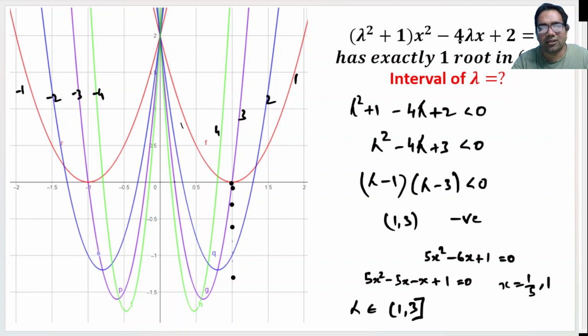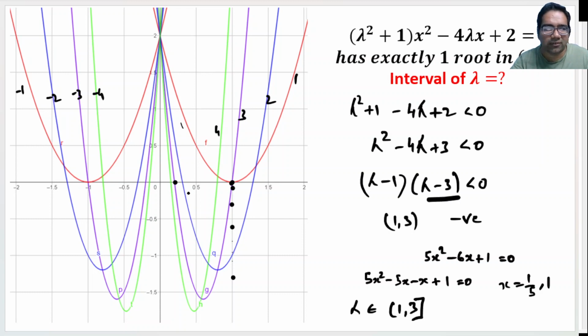This is 10x square minus 12x plus 2, right? If we simplify this, taking 2 common, it becomes 5x square minus 6x plus 1, which is 5x square minus 5x minus x plus 1, which gives x equals 1 by 5 or 1. So that is exactly this purple line. In this purple line, when lambda equals 3, it is having two roots. One is when x equals 1 by 5 and x equals 1, right?